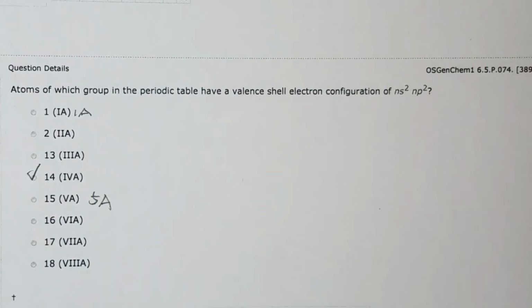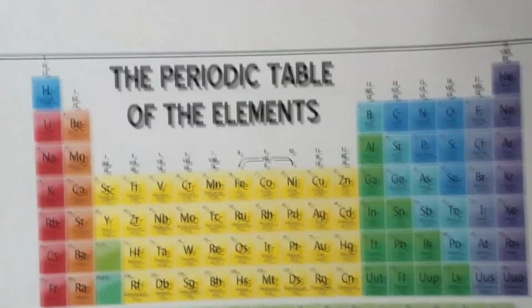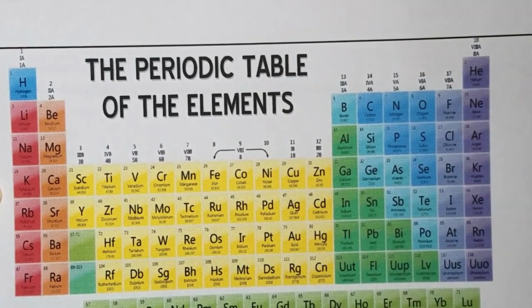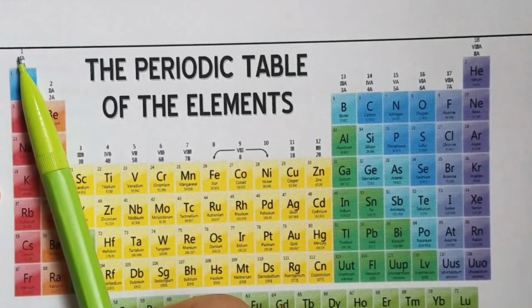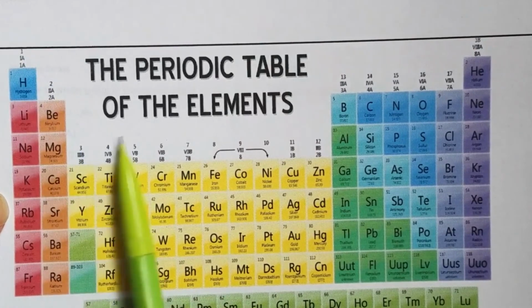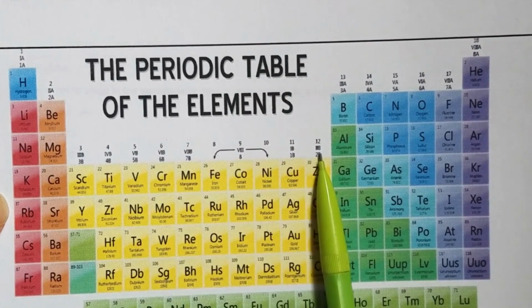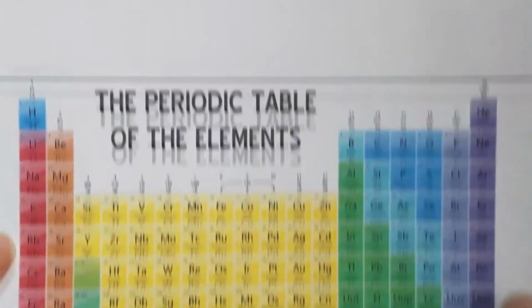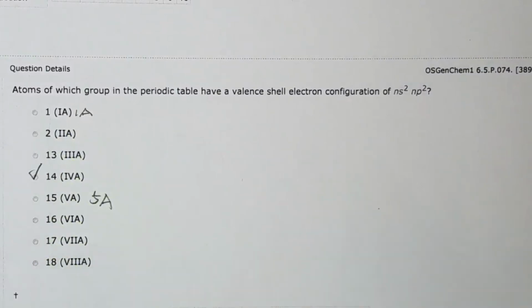So why is it 14? Let me find my other copy of the periodic table. Yes, group 14. That's group 1 if you don't use the A and B notation, so that's group 1, group 2, 3, 4, 5, up to 12, 13. Group 3A is 13, then 14. So that's what I meant. Okay, that's it for this one.